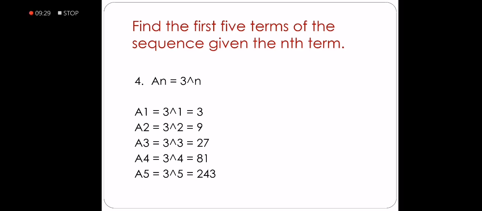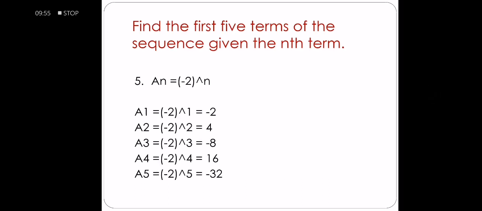Followed by 3 raised to 2, and 3 raised to 2 is simply 3 times 3, which is equal to 9. 3 raised to 3 is 3 times 3 times 3 equals 27. 3 raised to 4 equals 81, and 3 raised to 5 equals 243. So, ang first 5 terms ng ating item number 4 ay 3, 9, 27, 81, and 243.